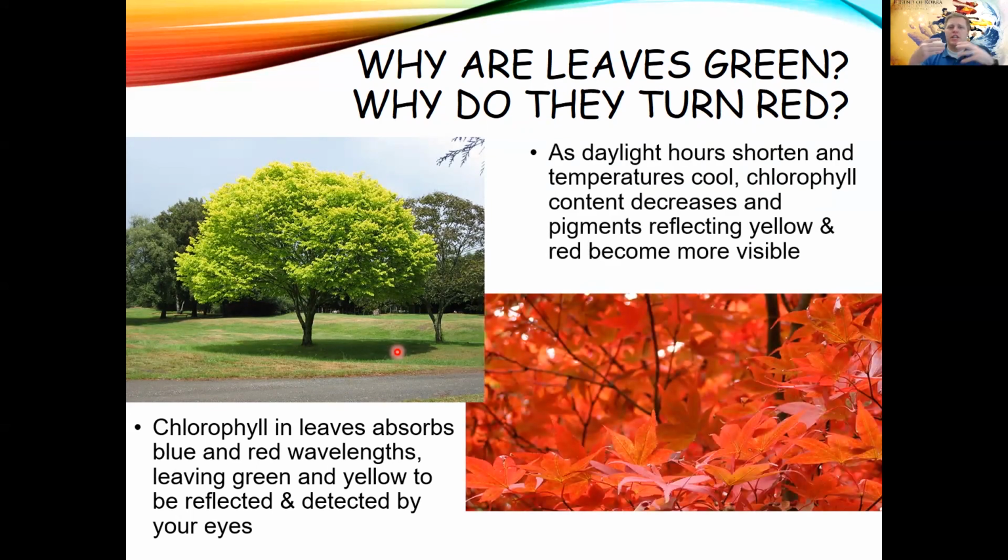And as the weather changes, as it gets colder and the daylight shortens, your plant stops producing so much chlorophyll. And so as the chlorophyll amount drops, there's other pigments in there that are reflecting yellow and red. And now nothing is absorbing that red. The chlorophyll is not absorbing it. And so it actually starts bouncing back at us more strongly.